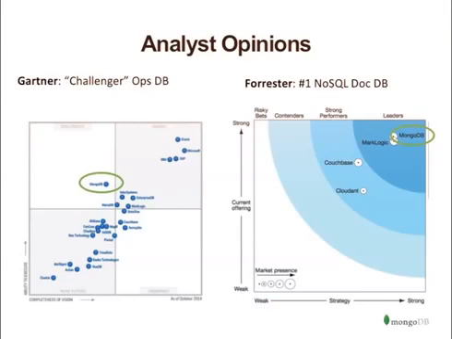What do analysts think of MongoDB? Recently, Gartner has made a review of all the operational databases, and MongoDB, among the NoSQL space, is the first one to make the challenger quadrant, which means that we have a very strong ability to execute. And Forrester has made a review of the document-oriented databases and has recognized us as the leader.